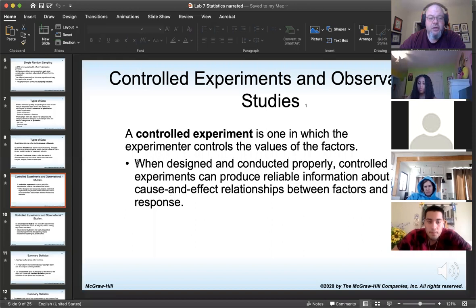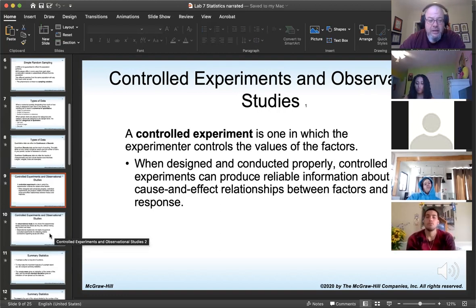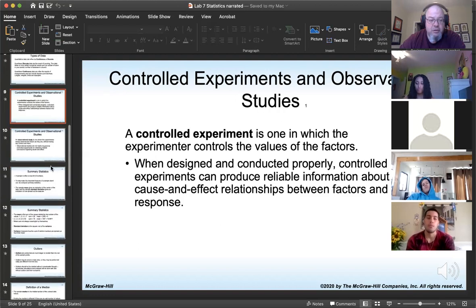I won't spend a whole lot of time on this, but a controlled experiment is basically where we control the values and the factors that we're looking at. A lot of scientific experiments are done this way, where you have a control and an experimental set.